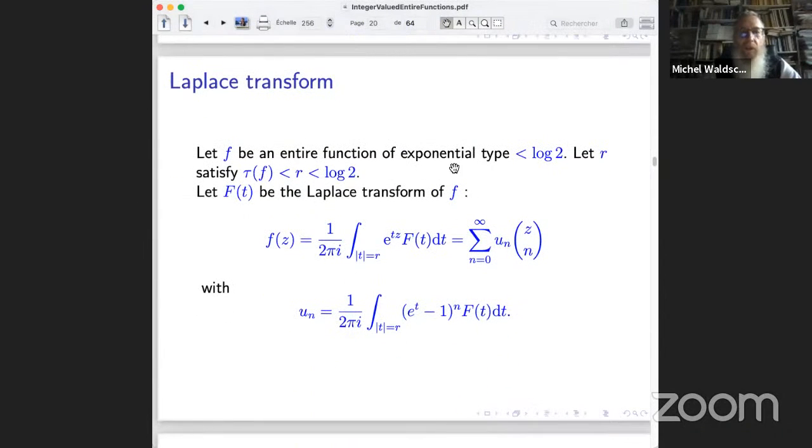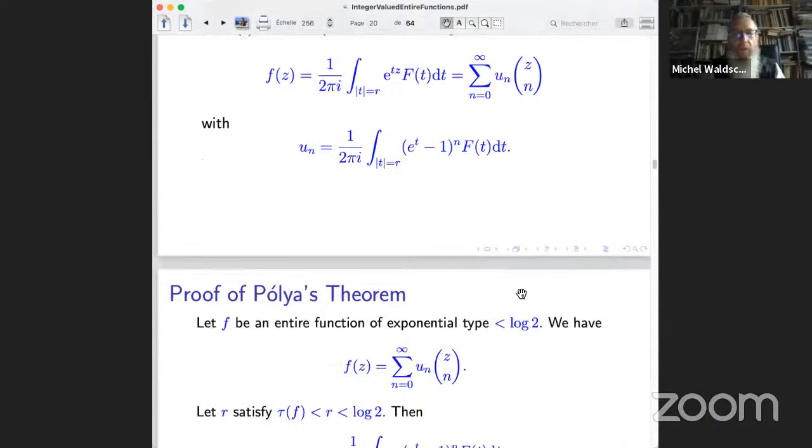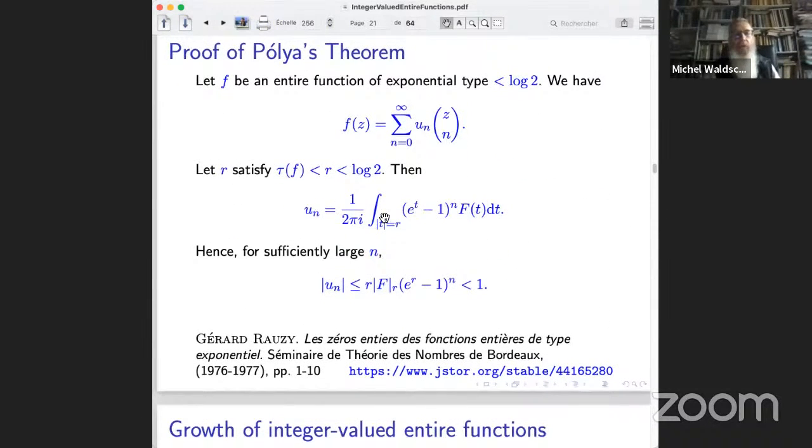But now if you take an entire function f of exponential type less than log 2, you consider the Laplace transform of f, which is f(z) equal to the integral of exponential tz times phi(t) dt. This is the inverse Laplace transform. And so f(z) is given by this integral. And then you deduce that the u_n, which are these coefficients here, are given by this integral using just the inverse Laplace transform. And therefore, if you take a number r, which is between the type of f and log 2, you have an integral giving the value of these coefficients u_n. And from this integral, you deduce that u_n is less than 1. And therefore, if u_n is an integer, then for n sufficiently large, u_n is equal to 0. Okay, so this is the sketch of the proof using the Laplace transform.